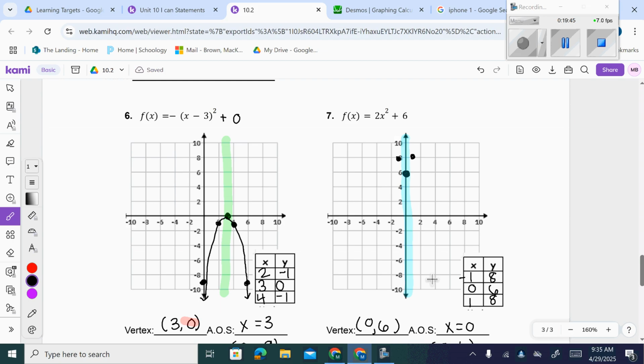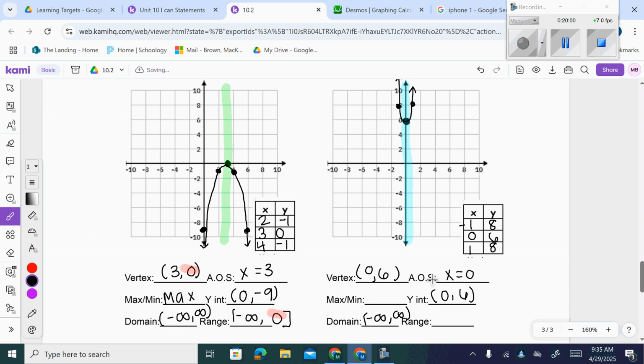Now, I already found my y-intercept, correct? Can I reflect the y-intercept if it's on the axis of symmetry? No, so 3 points on this one is fine. Alright, last two things. Is this a max or a min? Min. And what would the range be? 6 to infinity. Very good.